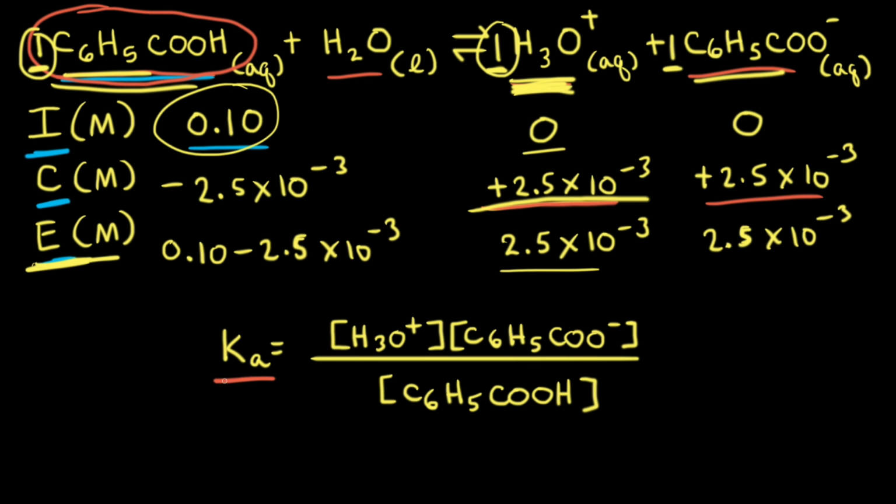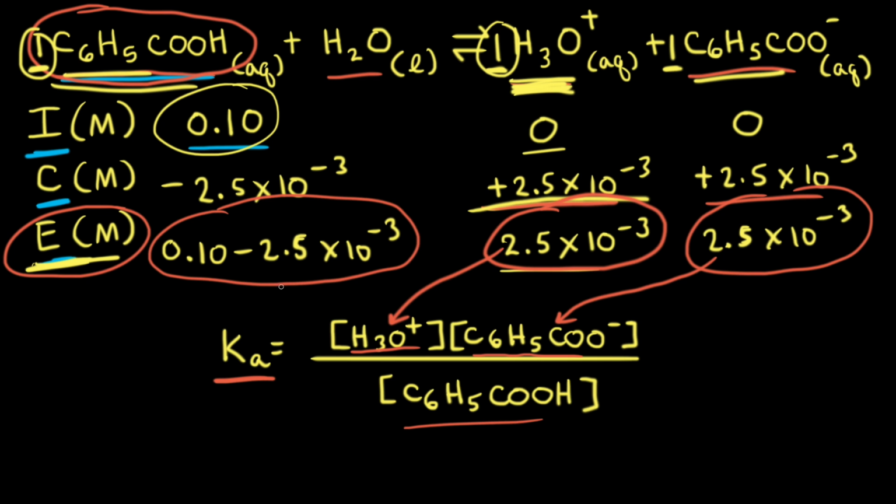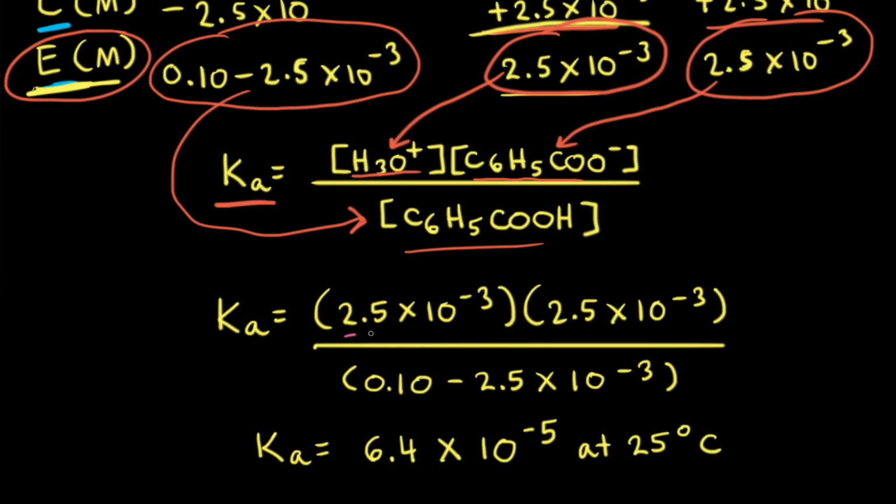Since our goal is to calculate the Ka value for benzoic acid, the next step is to write out the equilibrium constant expression, which we get from the balanced equation. It would be the concentration of hydronium ions times the concentration of benzoate anions divided by the concentration of benzoic acid. Since these are equilibrium concentrations, we can get the equilibrium concentrations from the ICE table and plug them into our equilibrium constant expression. So we can plug in the equilibrium concentration for hydronium ions, we can plug in the equilibrium concentration for benzoate anions, and we can plug in the equilibrium concentration for benzoic acid. Here we have the equilibrium concentrations plugged into the equilibrium constant expression, and when we solve for Ka, we find that Ka for benzoic acid at 25 degrees Celsius is equal to 6.4 times 10 to the negative fifth. Notice that Ka is less than 1 because benzoic acid is a weak acid.